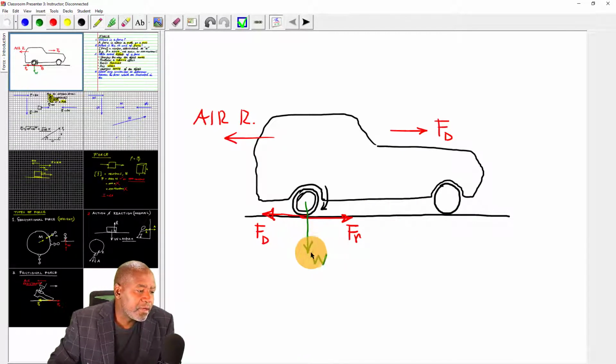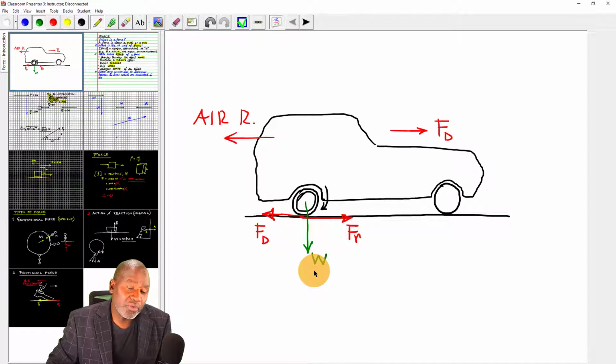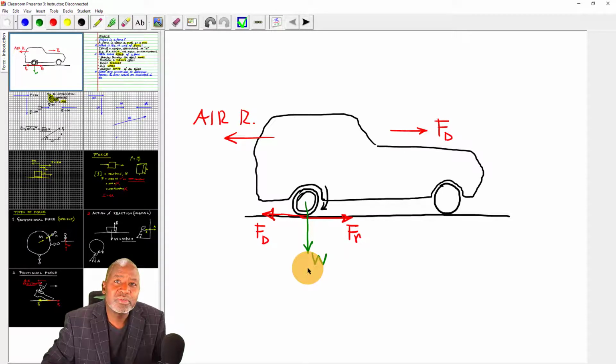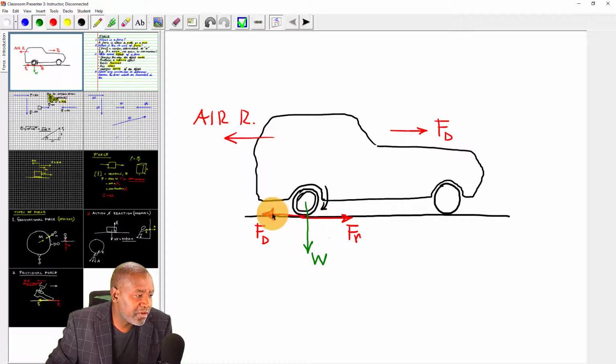So, this weight is the amount of force that the tire exerts downwards on the road. The other force that the tire exerts on the road, and notice that I'm very careful when I'm talking about what is exerting the force and on what. I'm talking about the forces exerted by the tire on the ground. There are 2 of them. This FD, which is a driving force, and this weight.